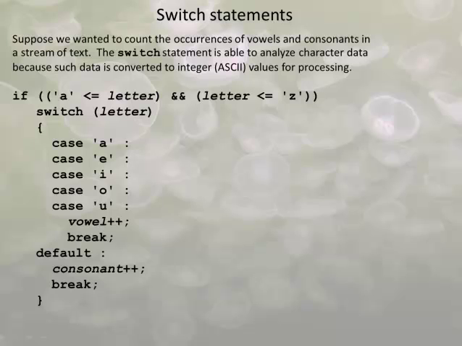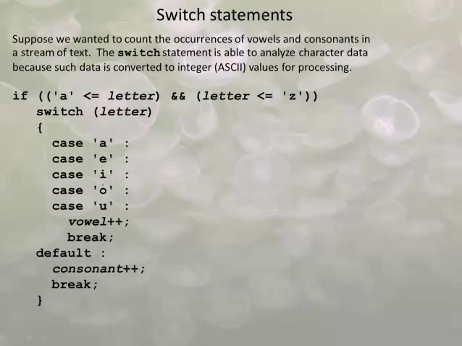So we are pretending also that you have already gone through your document and everything is lowercase. You are also pretending that there is something called vowel and something called consonant that you have already assigned to be an integer, and they are starting with a value of 0 because you're going to count how many there are. And here's what happens. If A is less than or equal to letter and letter is less than or equal to Z, what that means is if it's a letter in between and including A and Z, and of course we are checking their ASCII value, you switch on letter.